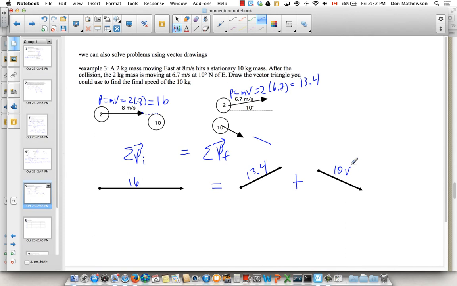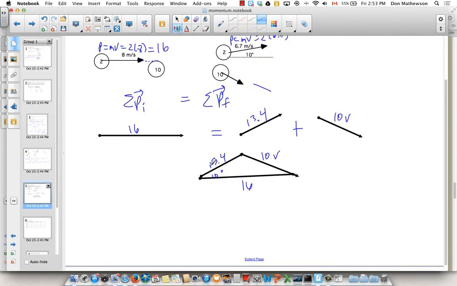Now, the law of conservation of momentum says if we add these 2 vectors together, we have to get the original amount, which was 16. So that essentially just means that we have a triangle, right? So we're going to add the 13.4 at 10 degrees. We're going to add that to the 10v, and we have to get 16 horizontally, just like that. So this then becomes actually a triangle that we can solve using the cosine law.